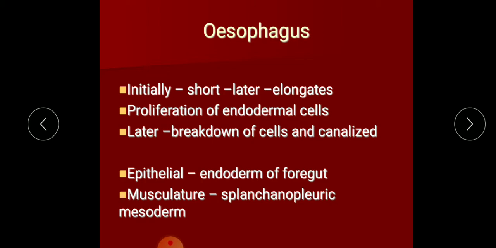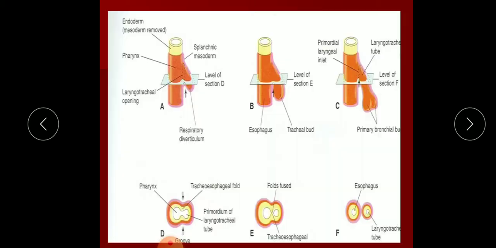So why you get the upper third as striated is, you get some contribution coming from the pharyngeal arches. Fine. So this much details in the development of esophagus you can remember.